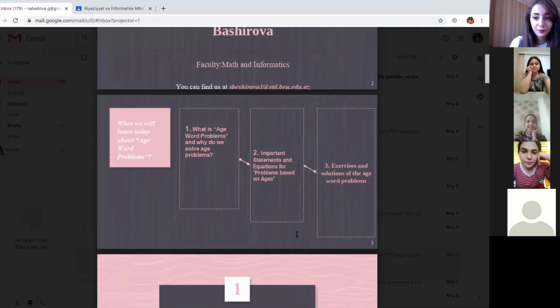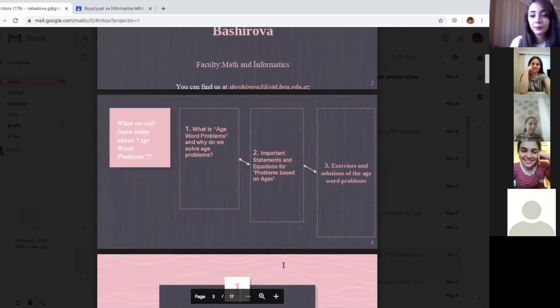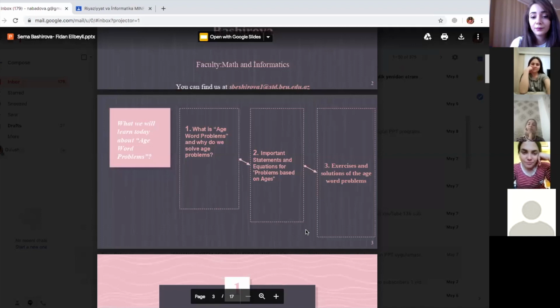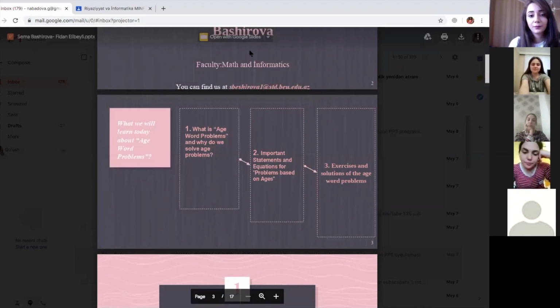What we will learn today about age word problems. First, what are age word problems and why do we solve them? Second, important statements and equations for problems based on age. Third, exercises and solutions of the age word problems.